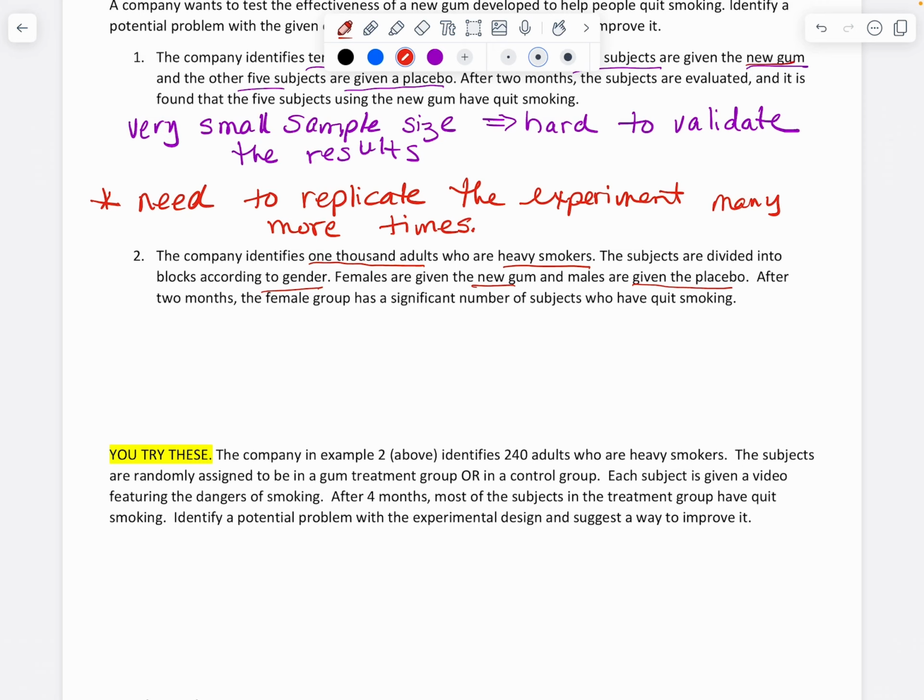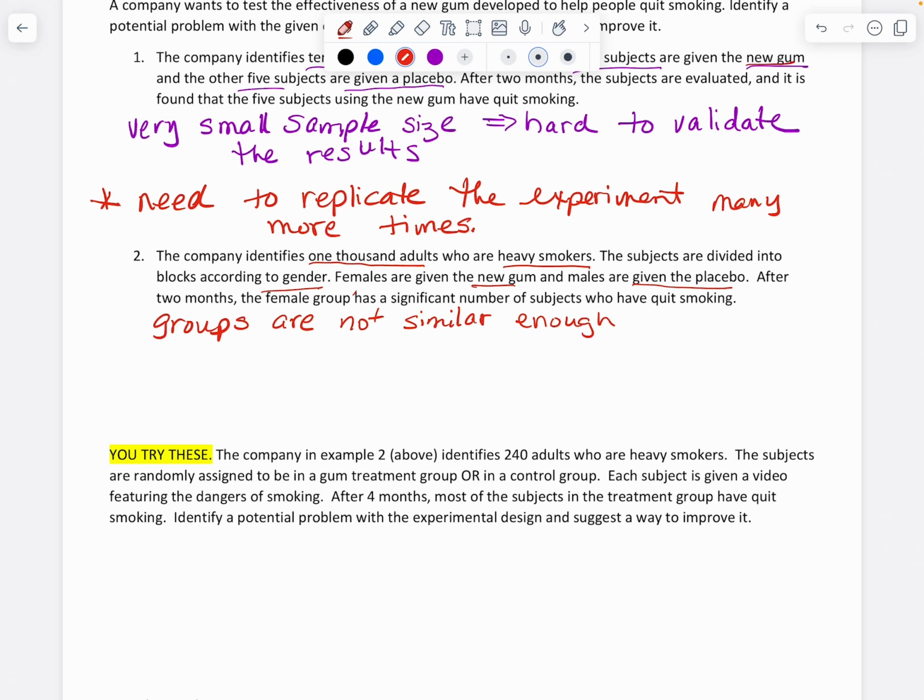Well, what's wrong with this? How do we know why they quit smoking? Was it because they're just female, or was it because they were male? The males were given the placebo, so naturally the females should have had a significant number, but it doesn't tell us how being female affects the results. So basically, in this case, the groups are not similar. What you're testing on is not similar enough.